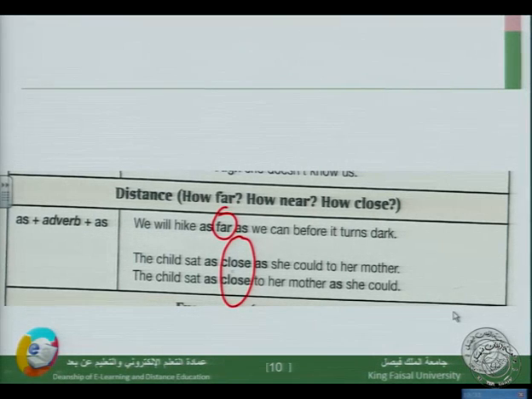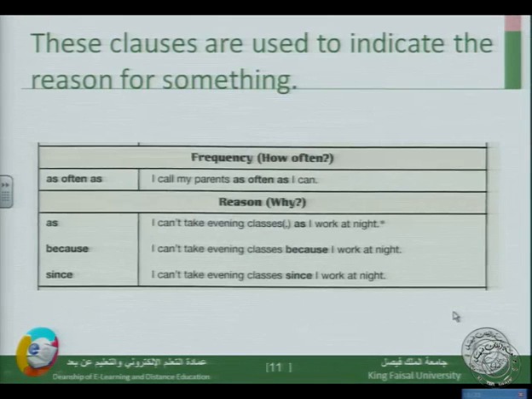And we are still talking about adverbial clauses. So far we have been talking about adverbial clauses. Here, these clauses are used to indicate the reason for something.